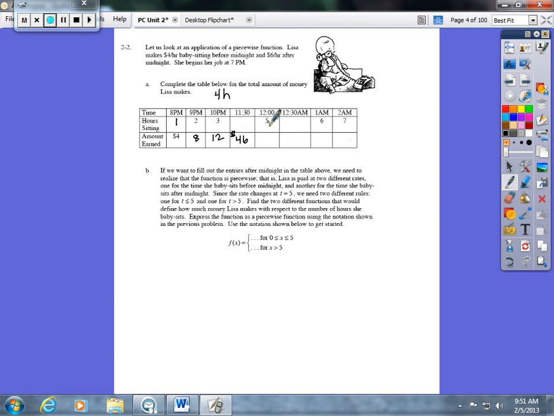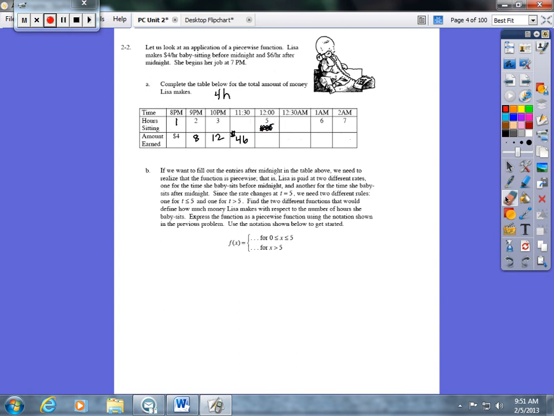But then once she gets to midnight, she's making $6 an hour after midnight. Okay, so once she gets to midnight, now it's $6 an hour, plus what she had made before. Okay, so here at 5 hours, it's $6 an hour, which is 6 times 5 is 30, okay? But it's only $6 an hour for each hour after midnight. All right, so up until midnight, she's made $4 an hour. So, I screwed that up here.